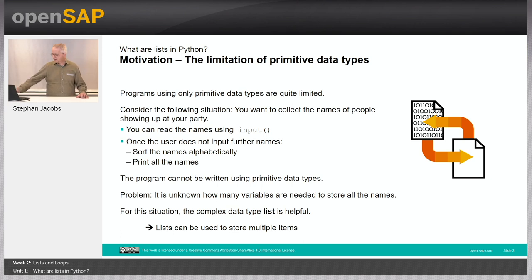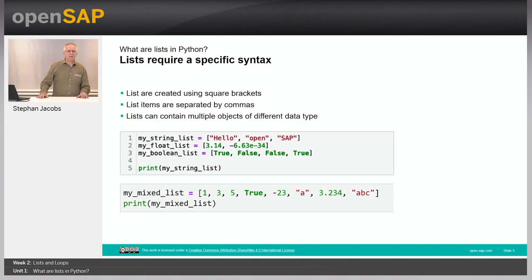How do lists look like? A list is created using square brackets, one at the beginning and one at the end of the list. And all the elements which are contained in the list are separated by commas. What you can see in the first cell here is first a list which contains some strings, the second one contains some float numbers, and the third one some Boolean values, true, false, true. And then the first list, the string list, is printed out.